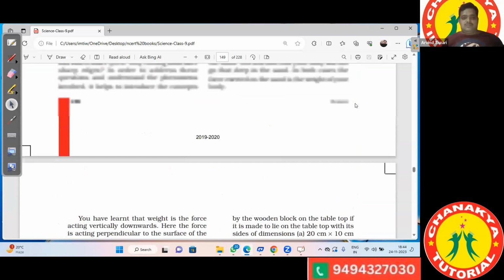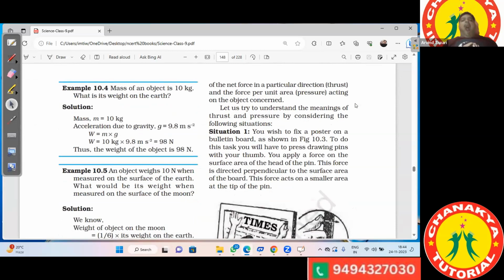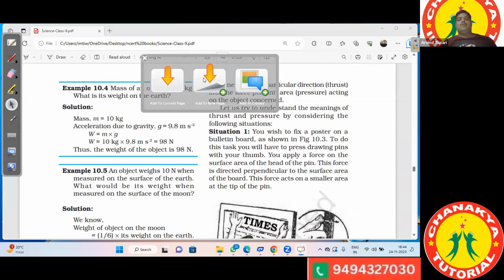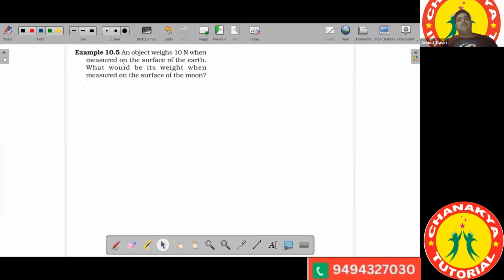Let's do this question. Okay, let's see other questions. These two questions. Example 10.5. An object weighs 10 Newton when measured on the surface of the earth. What would be its weight when measured on the surface of the moon?